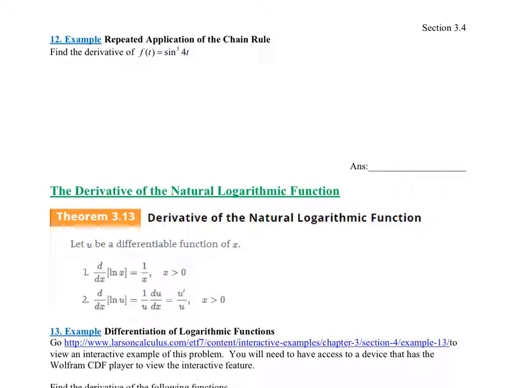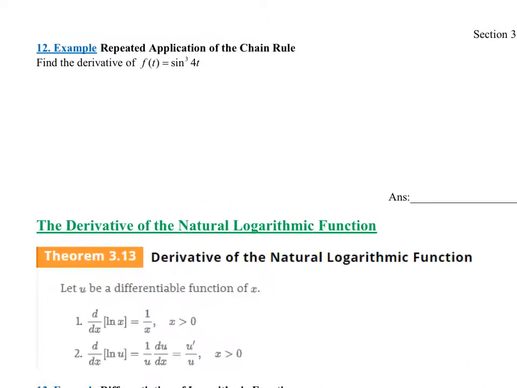Example 7 or example 12 says repeated application of the chain rule. So we're actually going to have a chain rule inside of a chain rule. It can happen more than once, and that's perfectly fine. So it says find the derivative of f of t equals sine cubed of 4t.